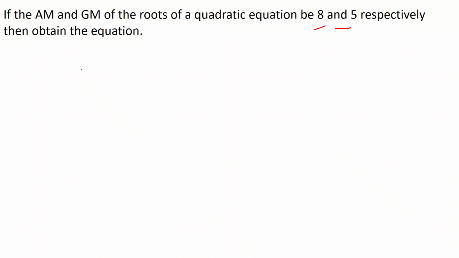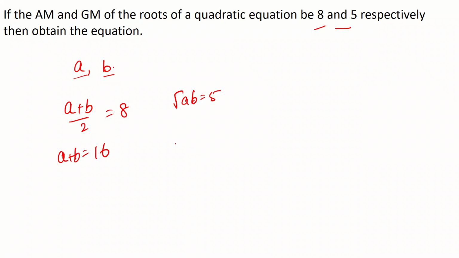Let's assume that the two roots are A and B. Then the question says that the AM and GM of these are 8 and 5. So we have (A plus B) by 2 equal to 8, and root over AB is 5. Now we have to find the equation. First, let's simplify this. We have A plus B is equal to 16 and AB is equal to 25. I have squared both sides here.